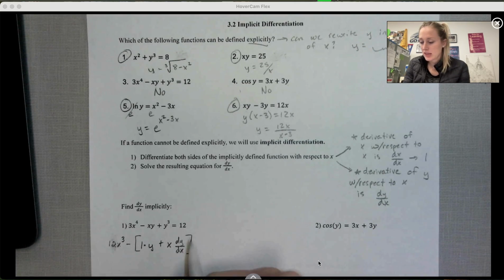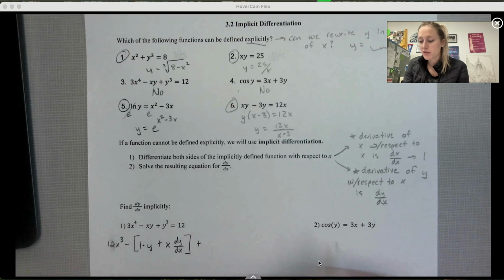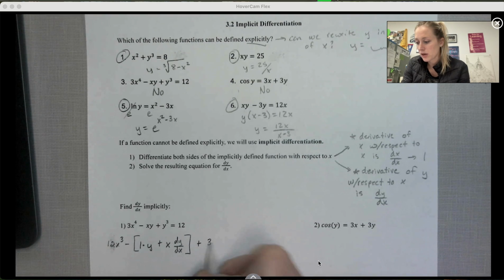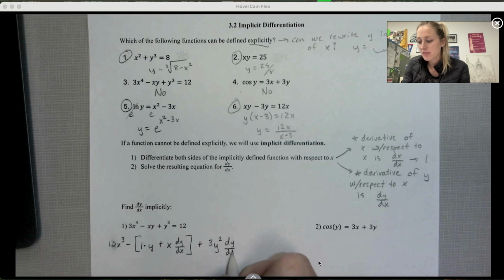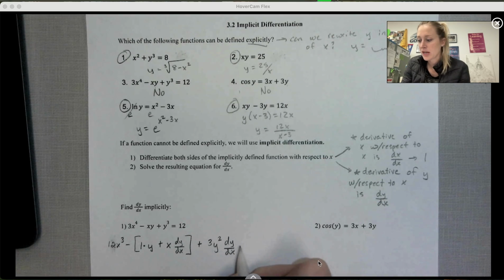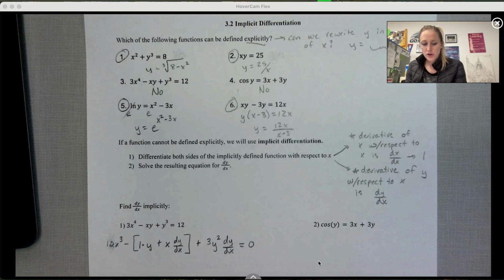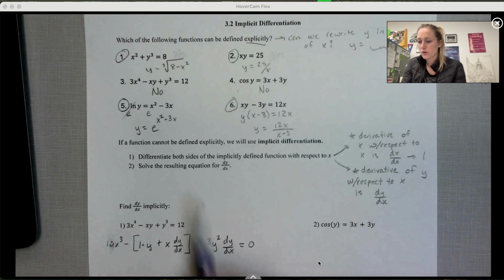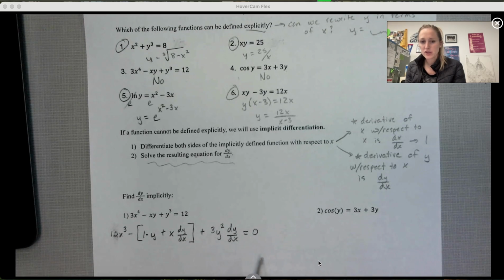Okay? Then plus y, so there's our product rule, plus y cubed. So I do have to use the power rule here, so it's 3y squared, but again, it's with respect to y, so we always have to tack on the dy dx. Derivative of a constant is 0. So what I'm going to do here, you guys, is our goal then is to solve for dy dx. So I want to rearrange this, and I want to get dy dx equals something.